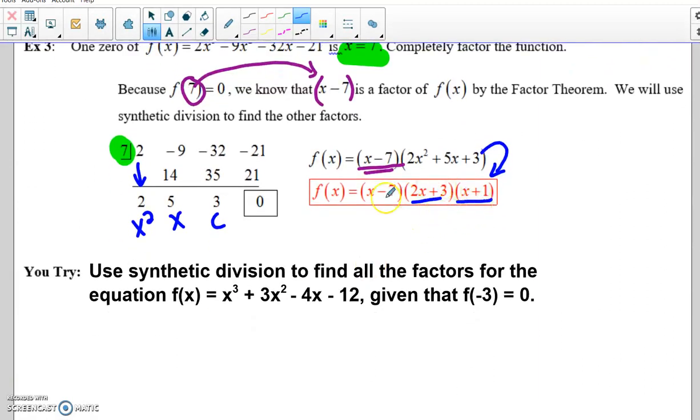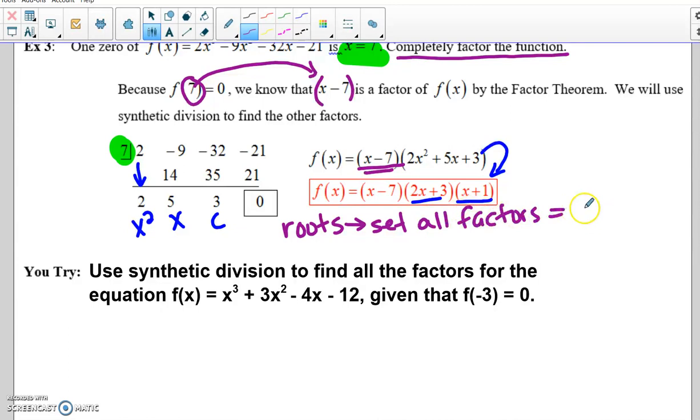All right. Now, as you know, if I wanted to write these as roots, they don't ask for the roots. They ask for, it says completely factor the function. They didn't ask for the roots, so you stop here. However, if they did ask for the roots, you set all factors equal to 0 and solve.